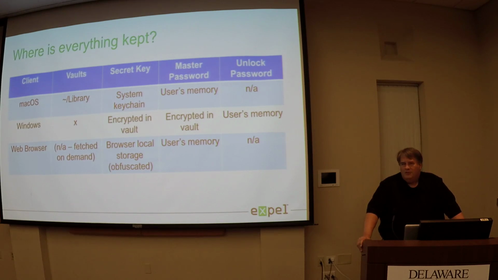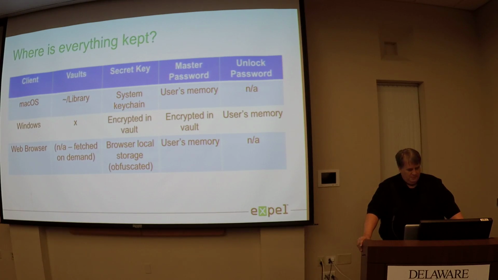So where's everything kept? Again, I kind of went down this path to assess risk. The question we were trying to answer is, what happens if somebody gets your master password? What can they get? And the answer to that was, I think everything, but I'm not sure. And so that's when I started digging, and that's where I found out where everything was stored. On the Mac, all your data is stored in a SQLite database, stored in your library. The secret key is actually stored in the system keychain. And then the master password obviously is in your memory, and you type that in.